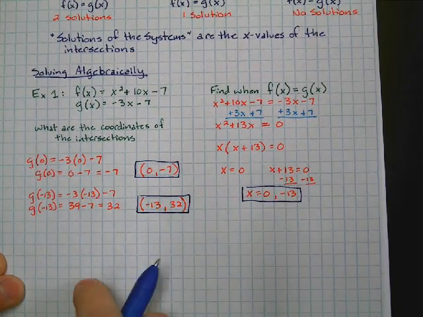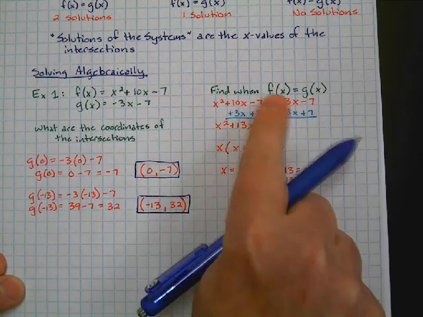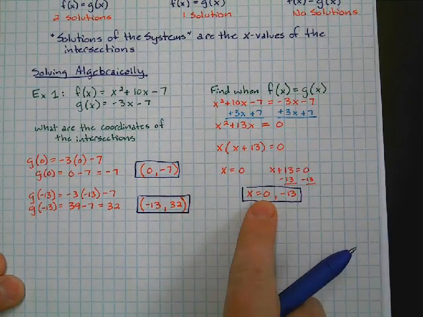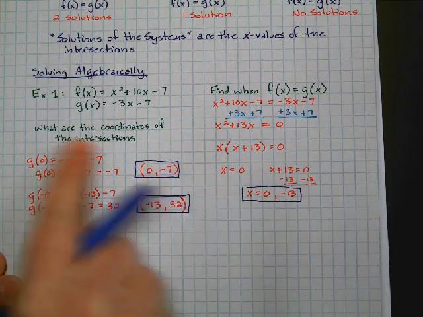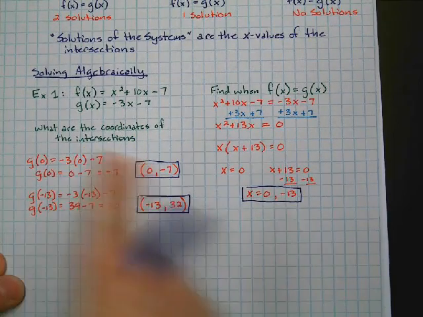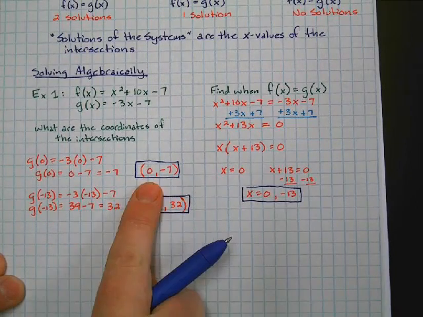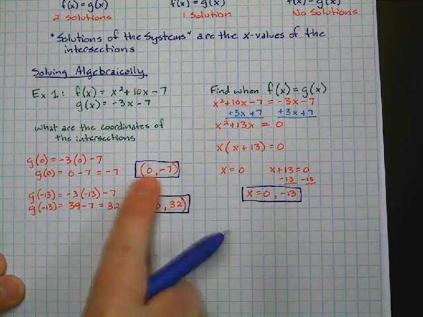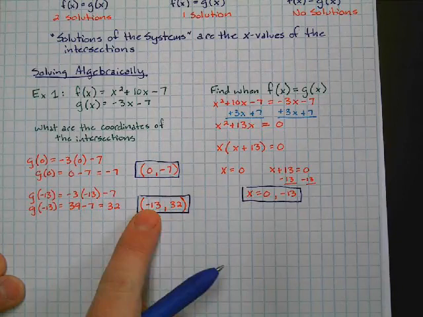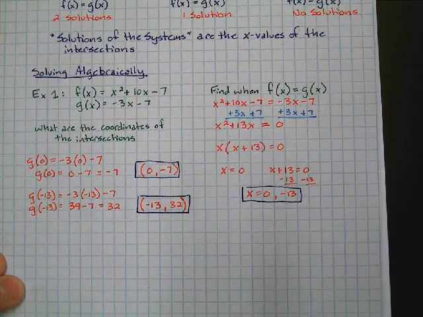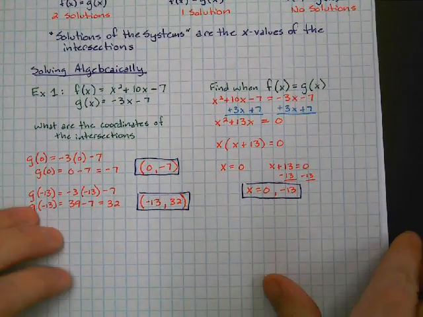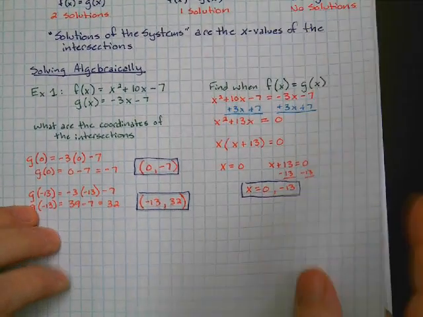So if we're looking for the solutions, when f of x equals g of x, our solutions are 0 and negative 13. If we're looking for the coordinates of the intersections, we would plug these x values into one of the functions to get the y value, and that would be (0, negative 7) and (negative 13, 32). All right, so that is solving it algebraically. Let's solve one graphically. Example 2, solving graphically.